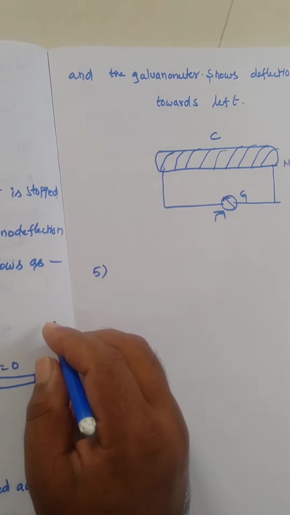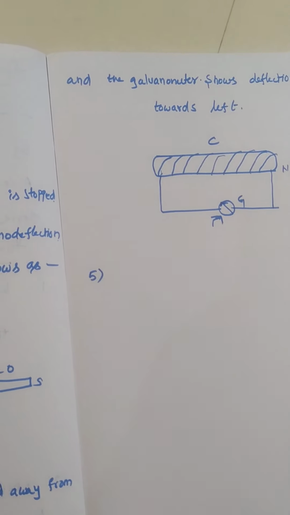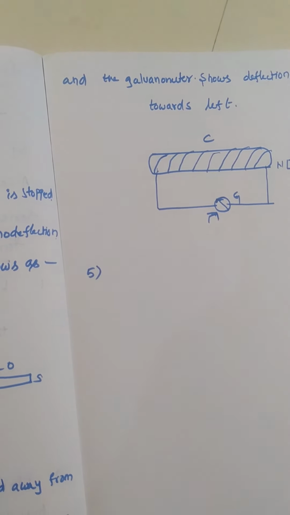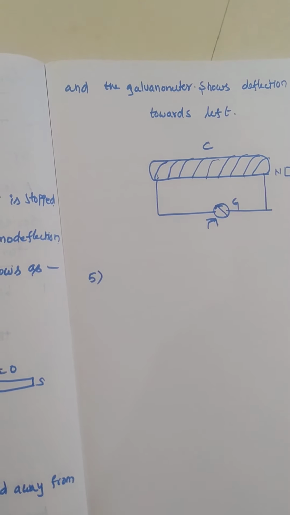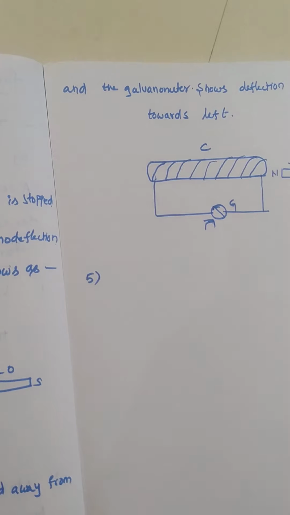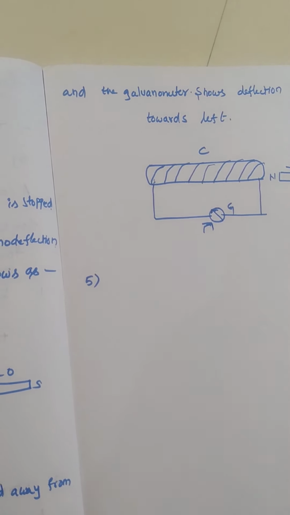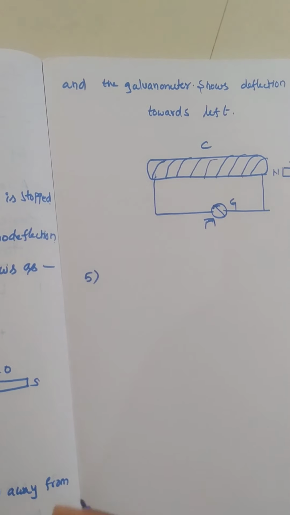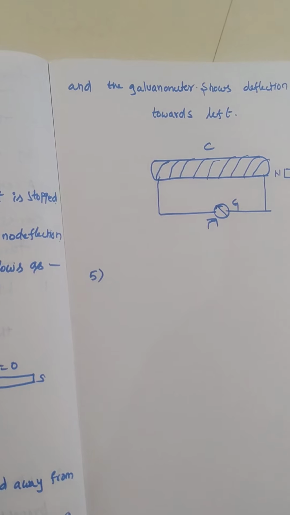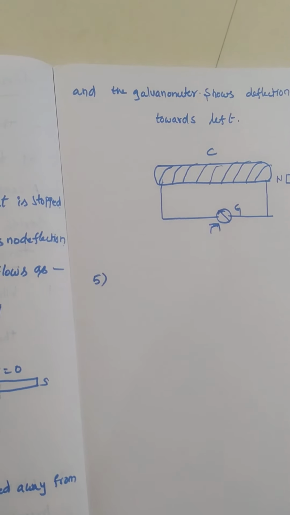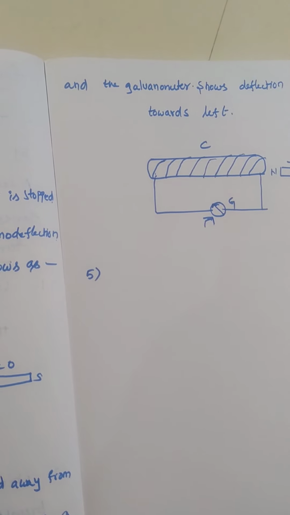Now the fifth point, case 5. Instead of the north pole, the south pole of the magnet is either brought towards the coil or moved away from the coil. Then the direction of induced current in the two cases is opposite to that in case 2 and case 4. The direction of this current is shown by dotted arrows in the figure.